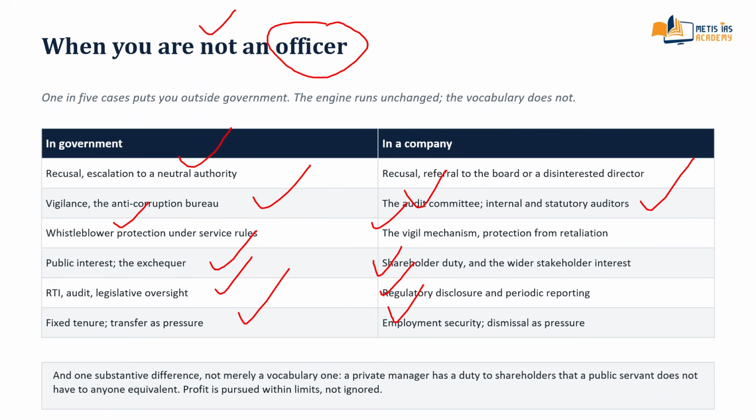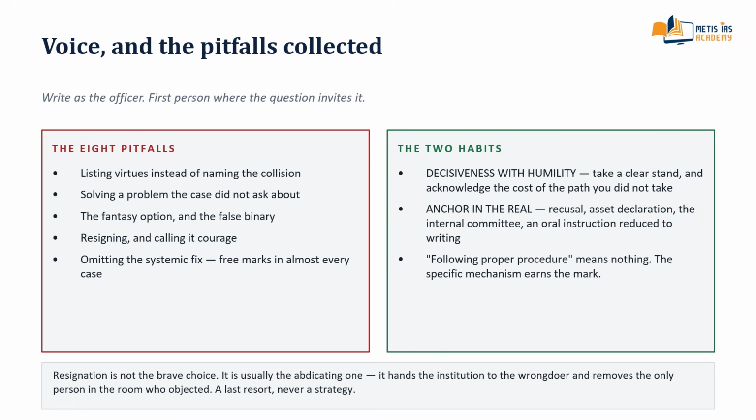What are the pitfalls collected? The eight pitfalls. Listing virtues instead of naming the collision. Solving a problem the case did not ask about, the commonest cause of a competent answer scoring badly. And third, the fantasy option and its cousin, the false binary.